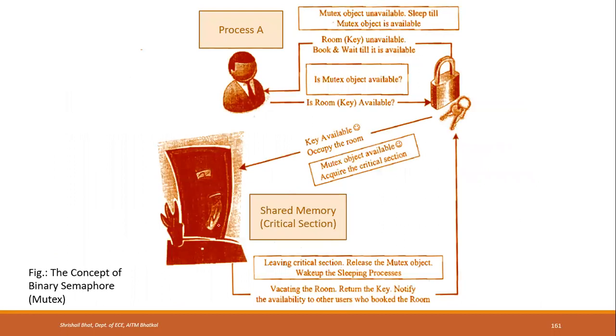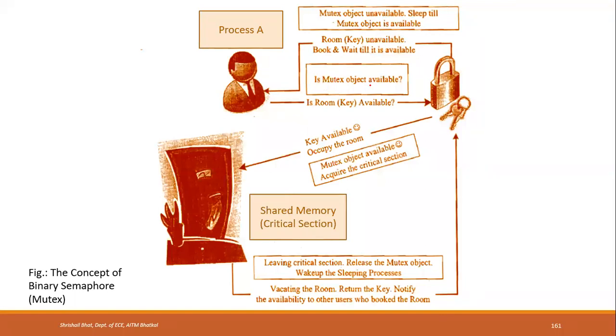So if the mutex object is unavailable, you go to sleep till it is available. Just like with an unavailable room key, you book and wait till it becomes available. Here it is like a room key, not like sharing a bed.